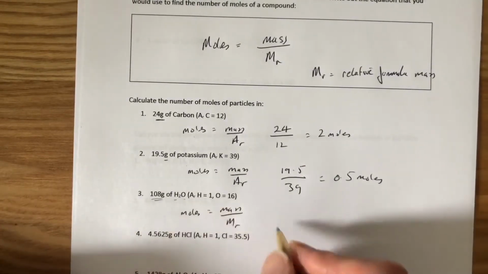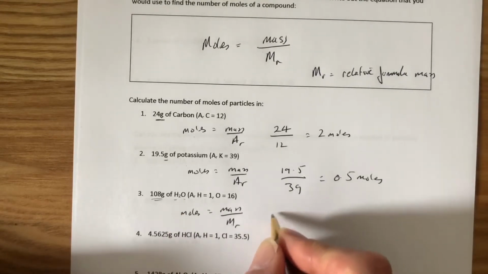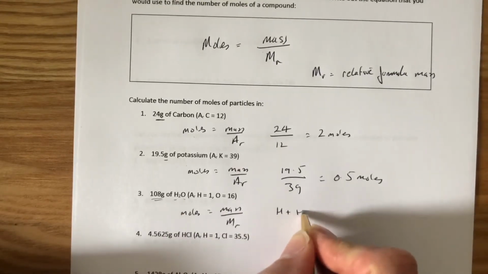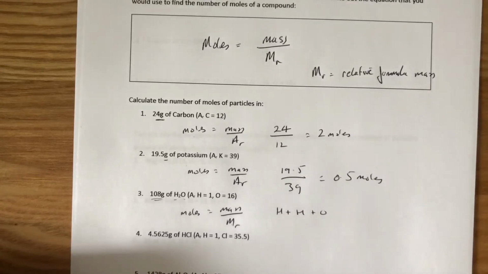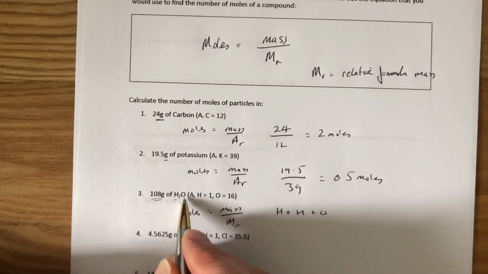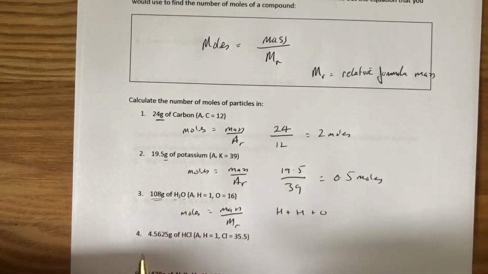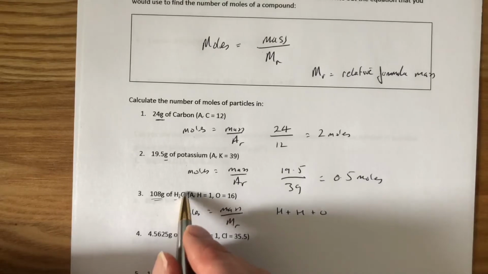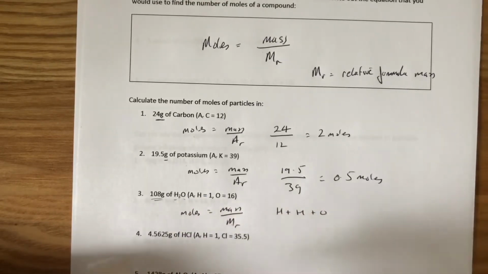Okay, so water is H2O, so that's H plus H plus O. There's a 2 after the hydrogen, which means there are 2 hydrogens present. There's no number after the oxygen, and if there's no number present, there's always a 1, because we bothered to write O, so there must be at least one of them present.